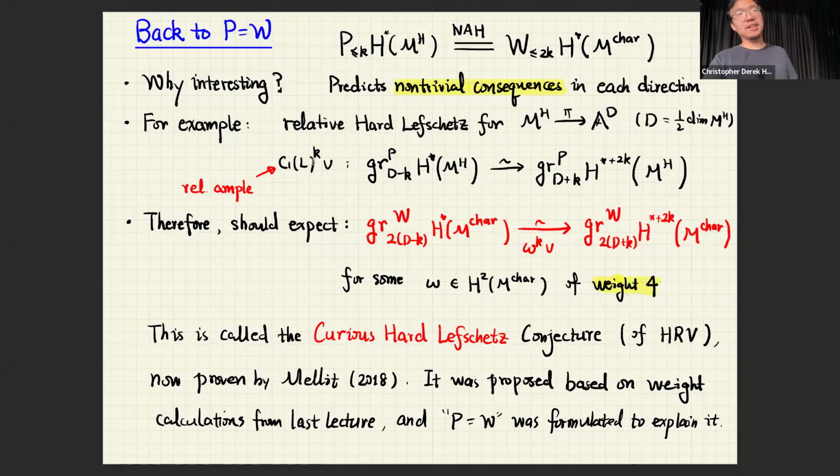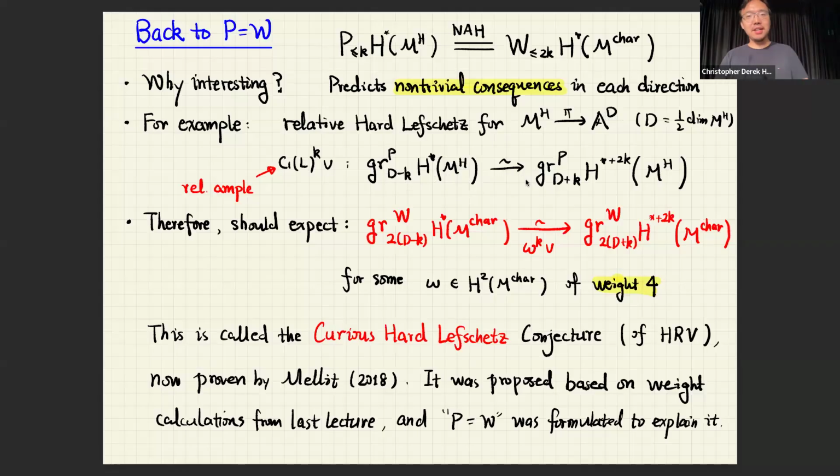Taking the cup product with a relative ample class, to the power k, induces an isomorphism not for the global cohomology, but for the associated graded of the global cohomology with respect to this perverse filtration. So the piece of index d minus k is isomorphic via this cup product to the piece of index d plus k, where d is of course the relative dimension, which is also the dimension of the base.